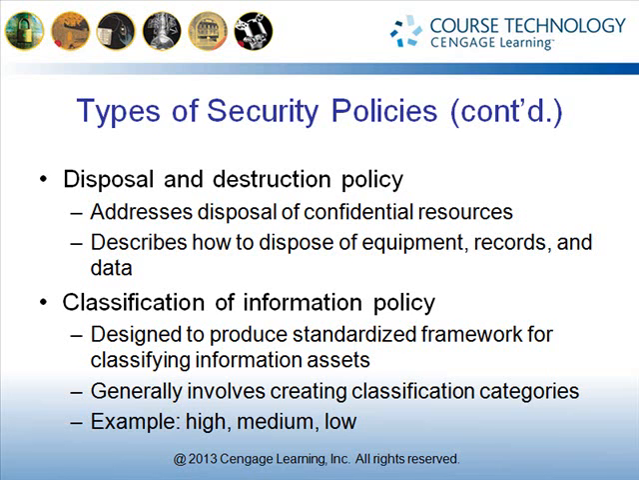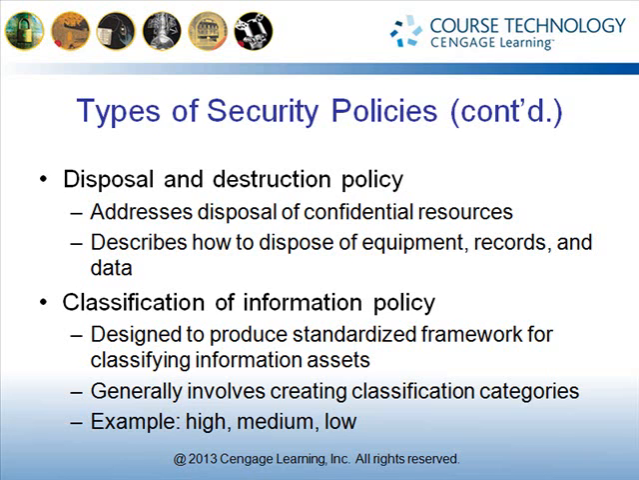Classification of information policy. A classification of information policy is designed to produce a standardized framework for classifying information assets. Now, usually this involves creating classification strategies, maybe low, medium, and high, and then assigning information to those categories. Classification of information can be a challenge.